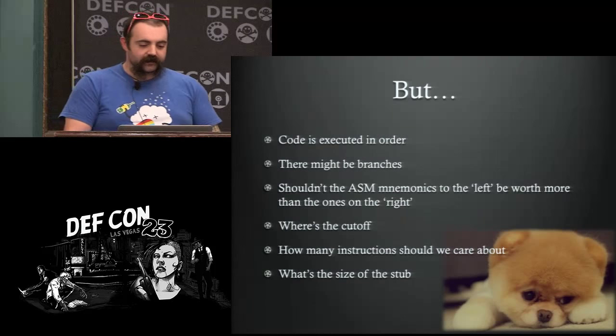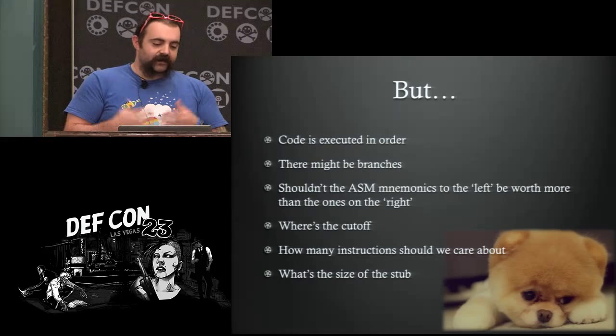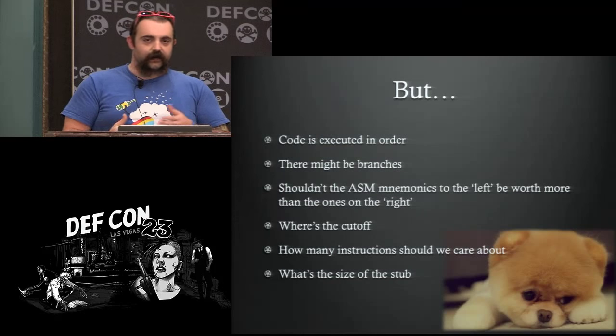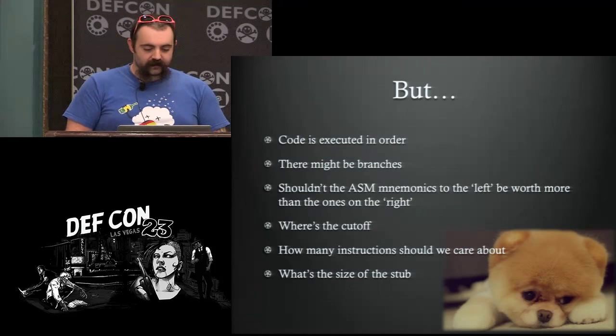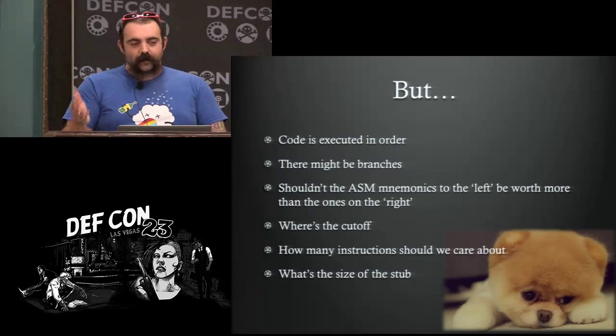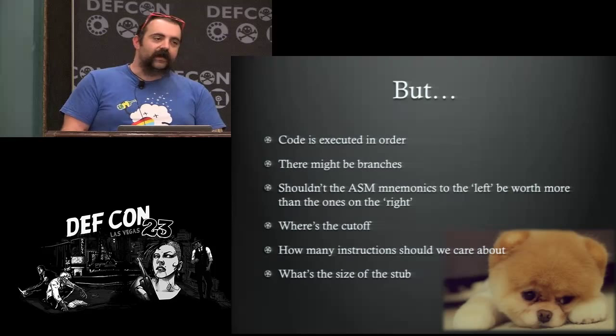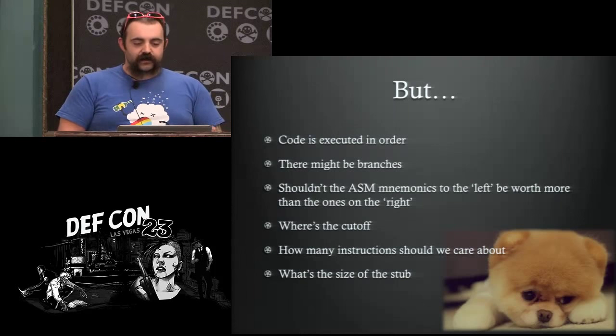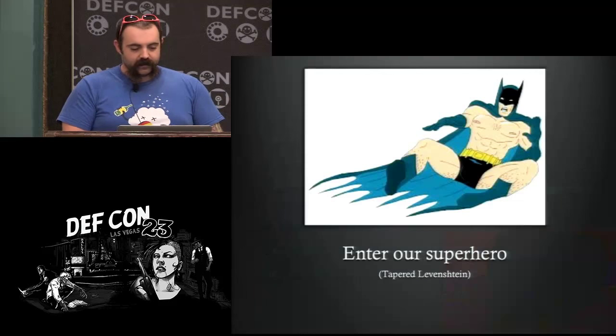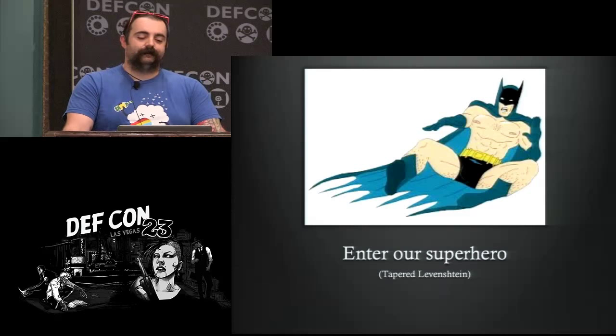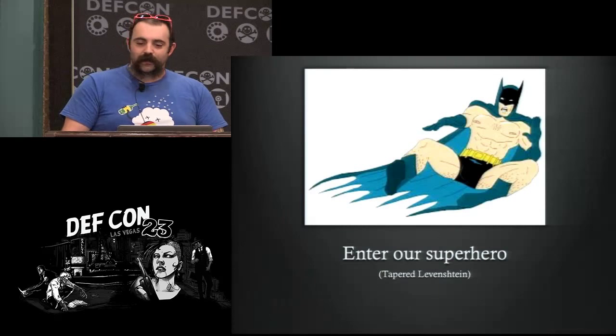So there were a bunch of testing and metrics where I tried to figure out where the cutoff was, how many assembly mnemonics were required, and so forth, and we'll get into that. I also have to take into account how big the stub is, and if you don't know what you're looking at, then you don't know what you're looking at, and some of these questions are really hard to answer. So we turn to tapered Levenshtein. And I think this is a really, really cool algorithm.